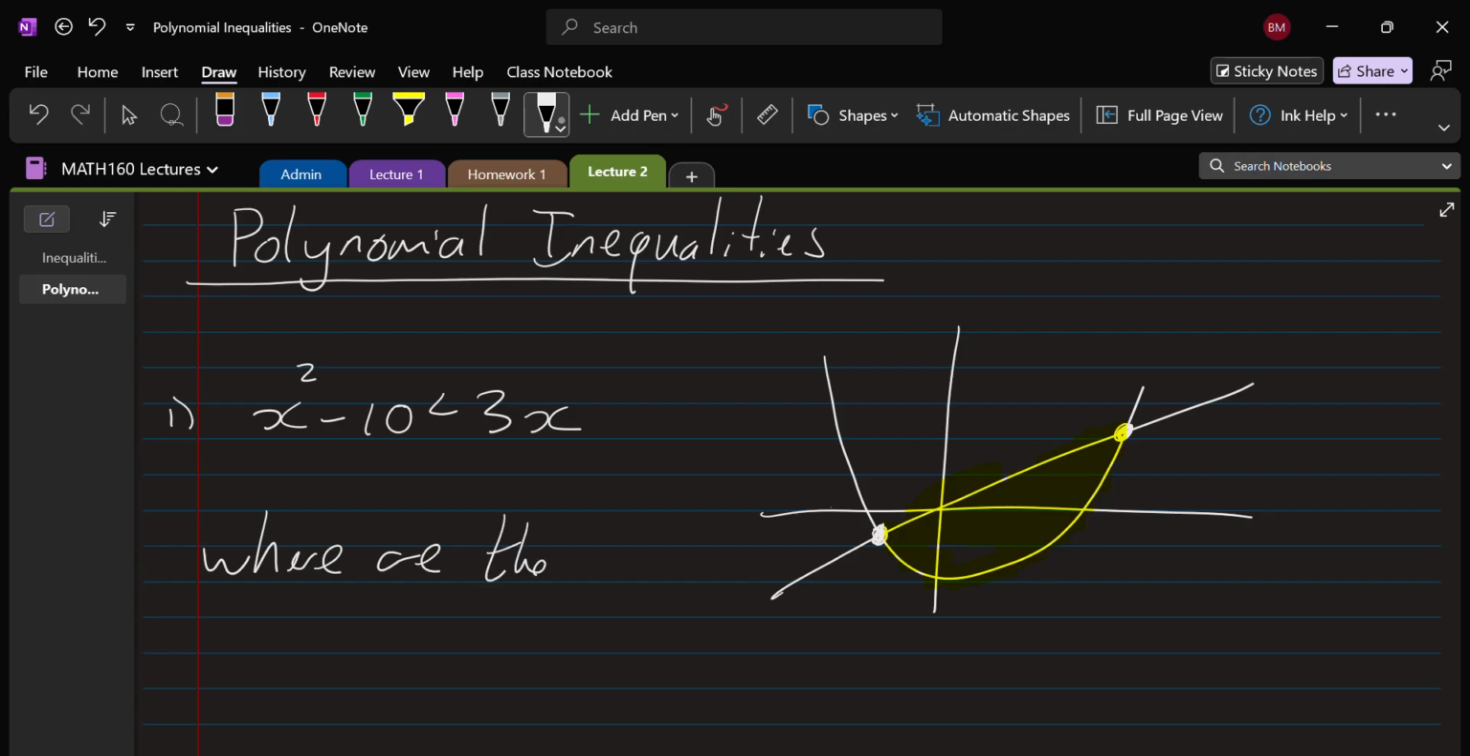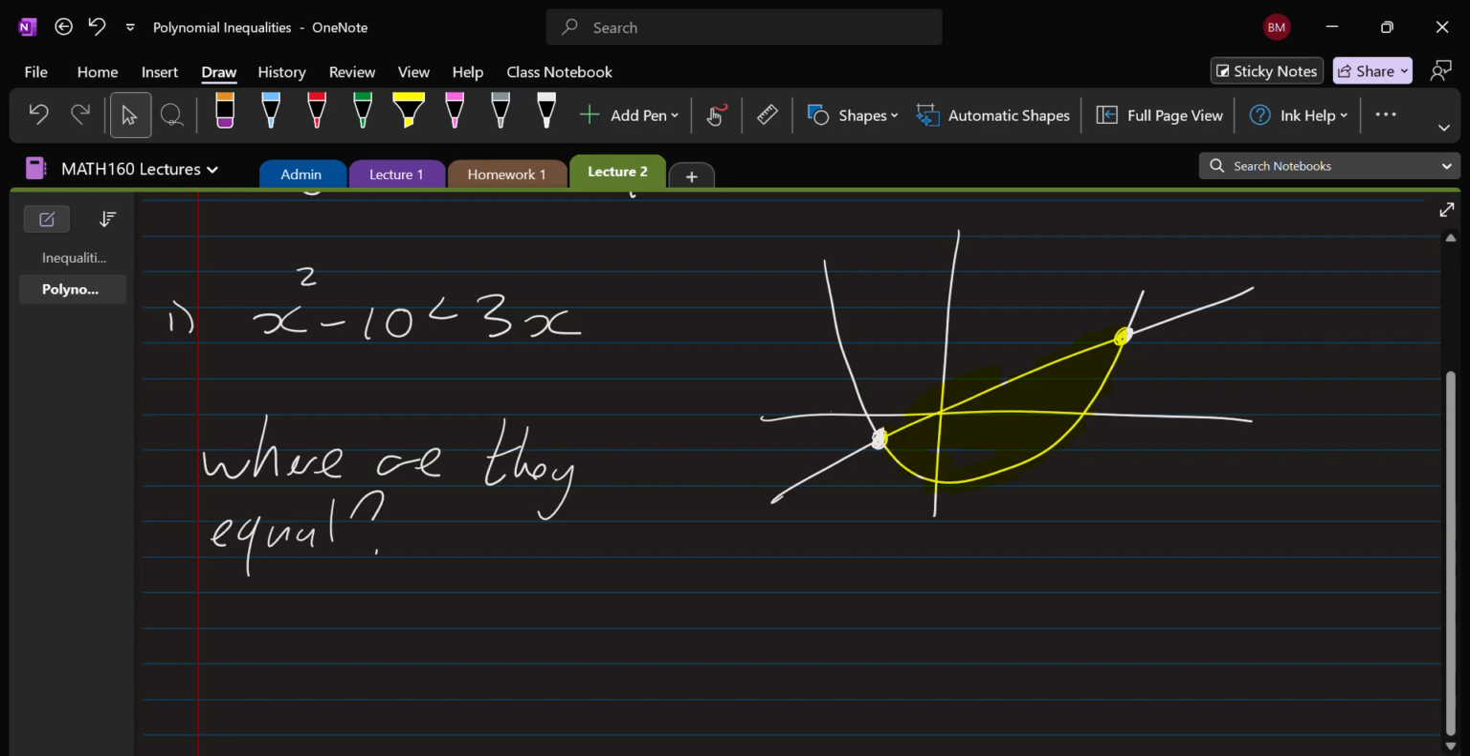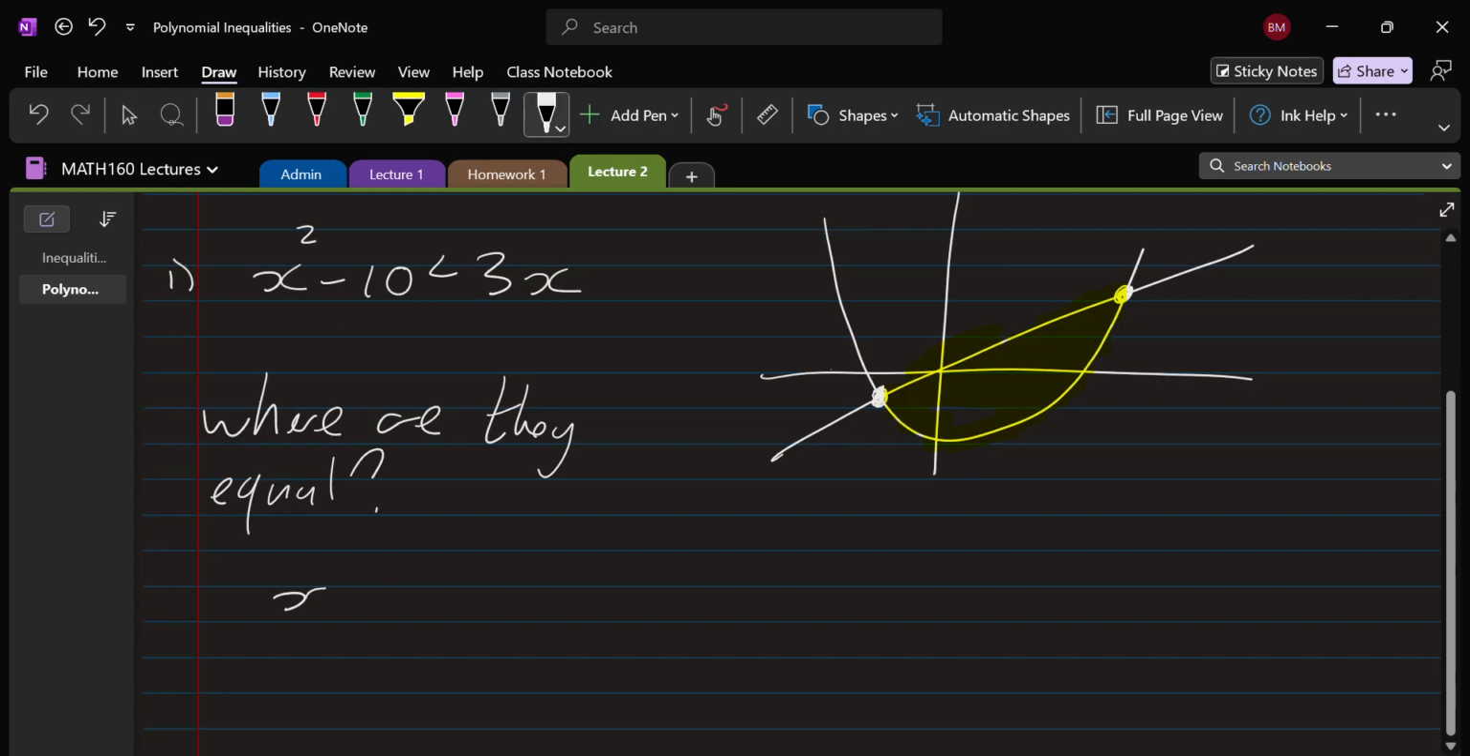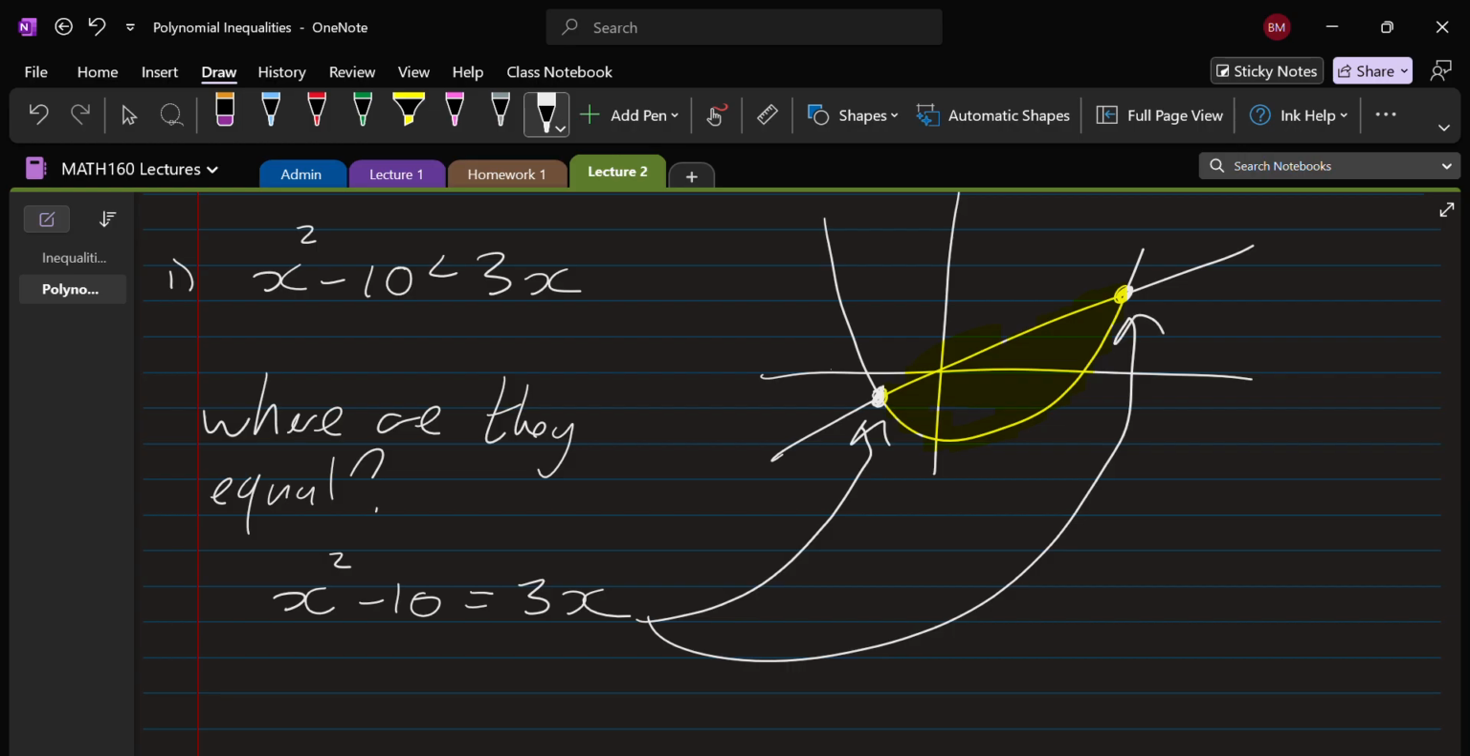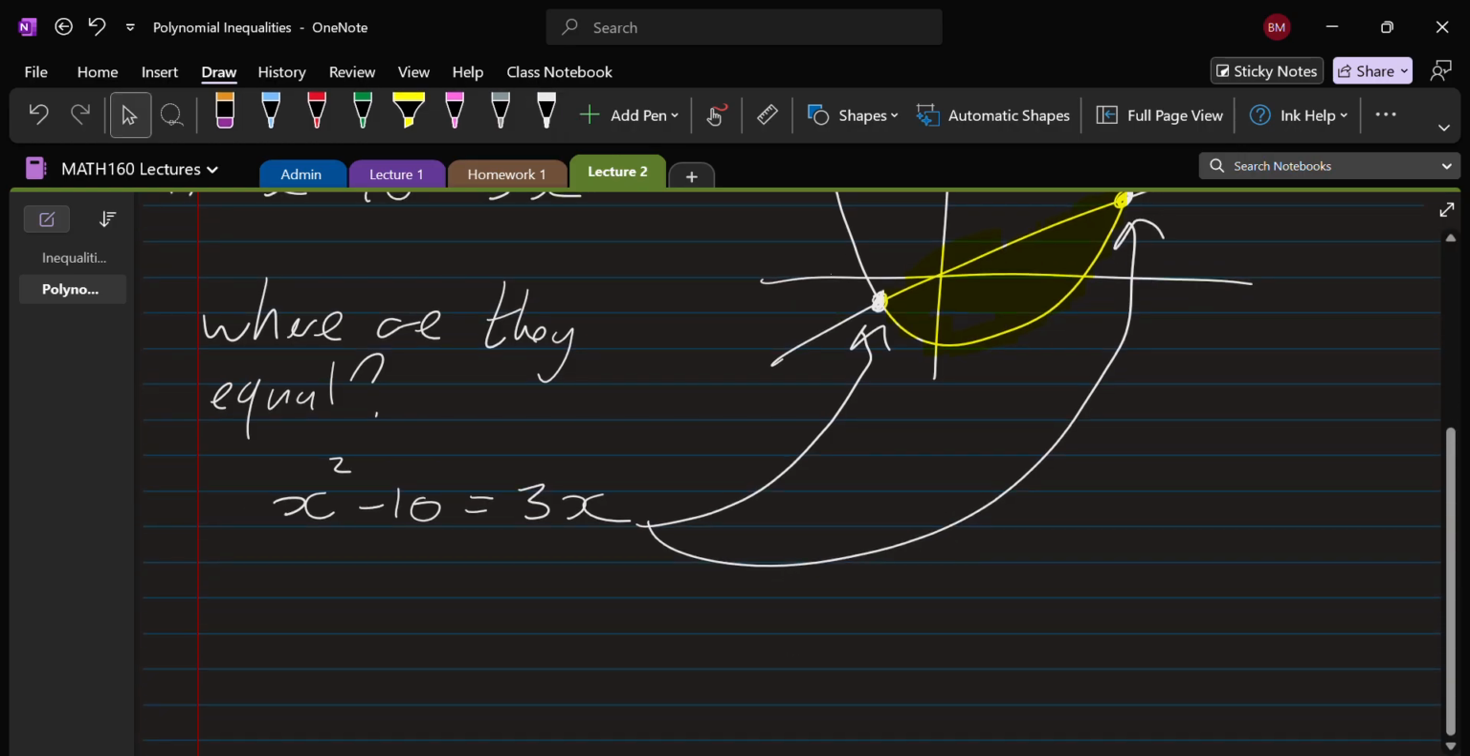So where are they equal? That will give us the two dots, and then the solutions lie between them. So let's see where x squared minus 10 is equal to 3x. That will give us that point over there and that point over there.